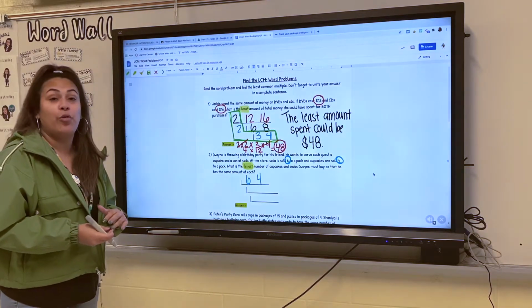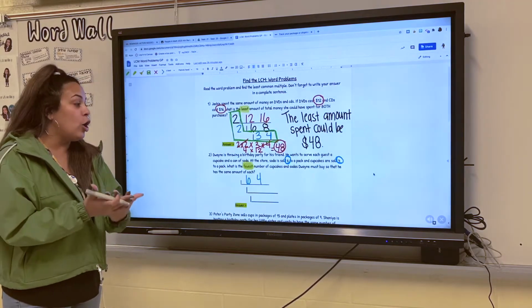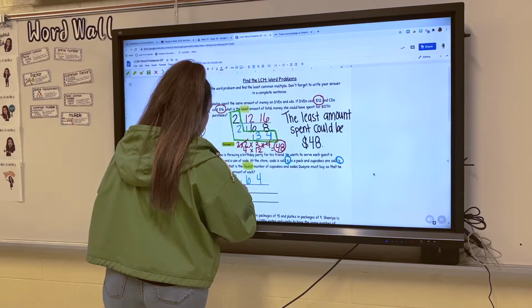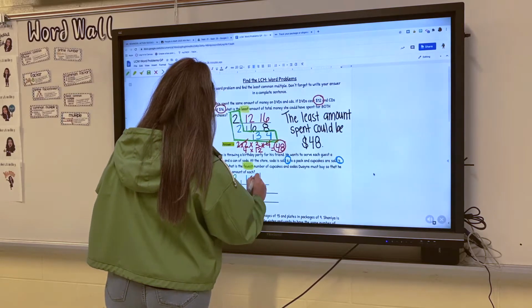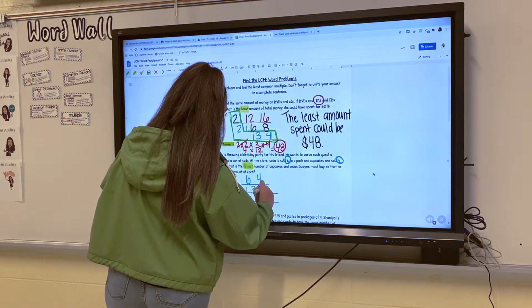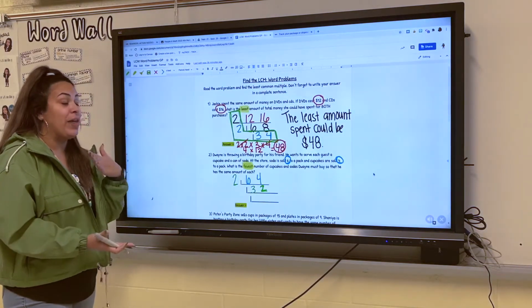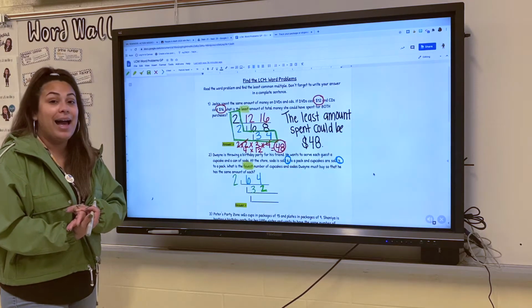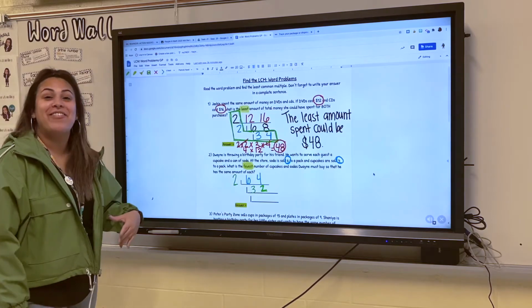6 and 4 are both even numbers, so I'm automatically going to divide by 2. 6 divided by 2 is 3. 4 divided by 2 is 2. Now looking at this, I already know that 3 and 2 are prime numbers. So I'm done factoring. I'm not done with the problem, but I am done factoring.